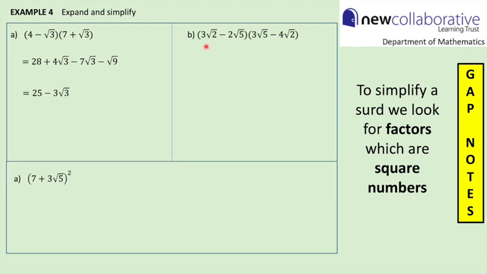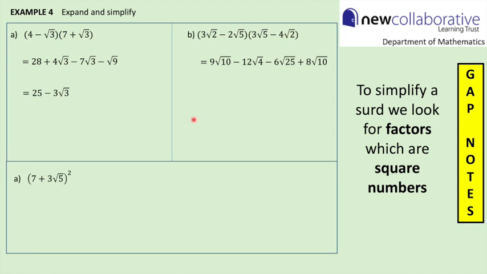Move on to part B and deal with that in exactly the same way. So first we multiply the brackets in the usual way. So these two terms multiply to give us 9 root 10. These two terms multiply to give us 12 root 4, which will simplify shortly. These two multiply to give us negative 6 root 25, and these two terms multiply to give us positive 8 root 10.